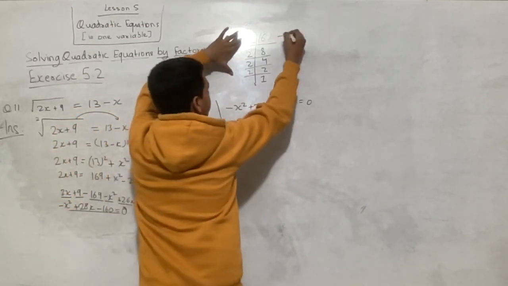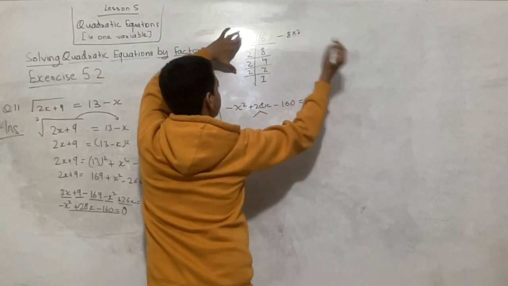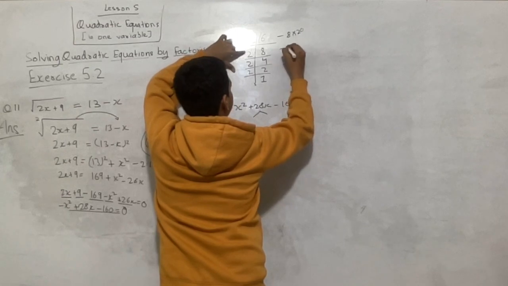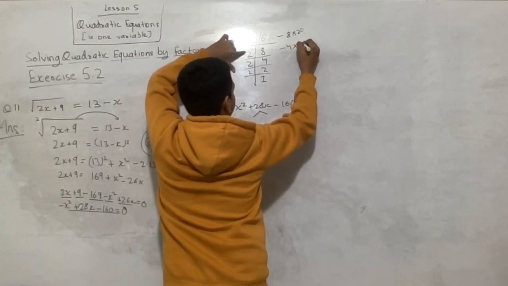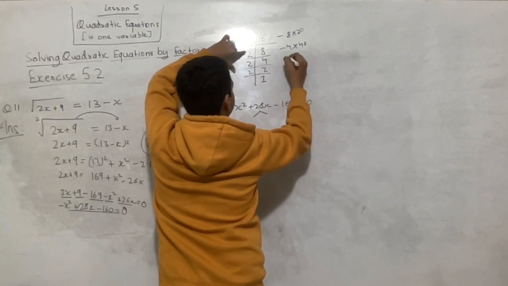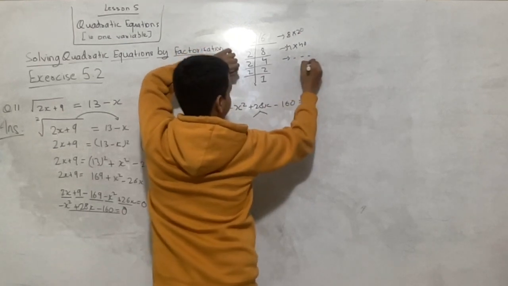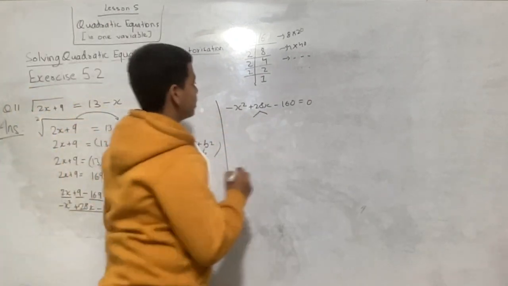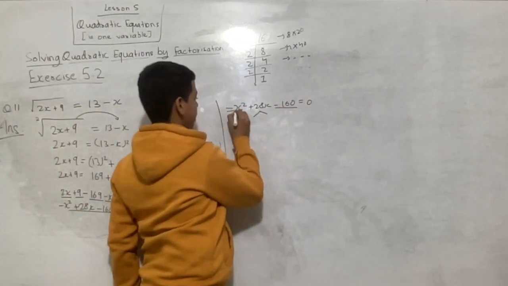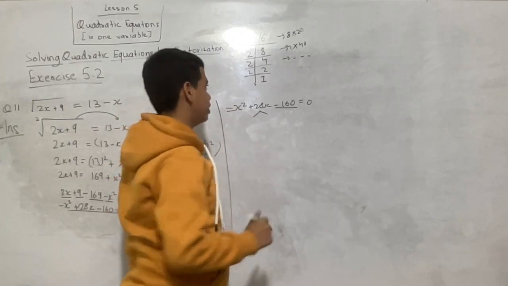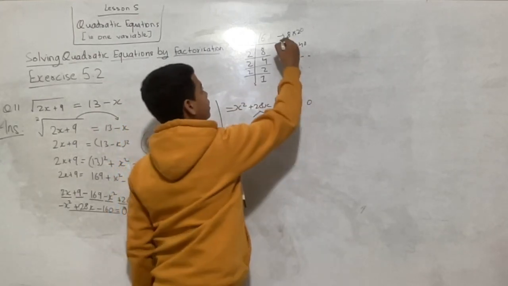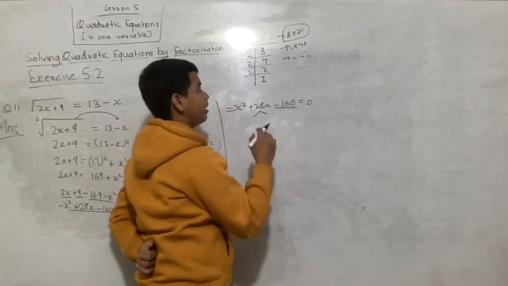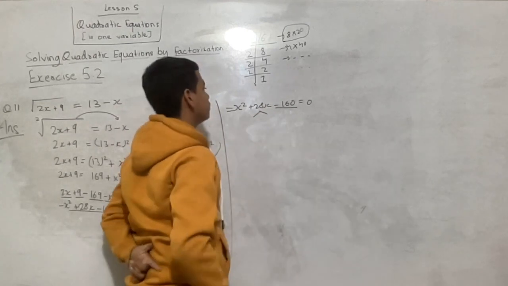It is 8 into 2 is 16, or you can just say 8 into 20, and here we can say that 4 into 40, and so on. You understood the part. And here we have 28x. Now remember that minus 160 into minus 1 will give you plus 160. So we need only plus 160, and here we can see that 8 into 20 is 160. So here 8 plus 20 is 28.